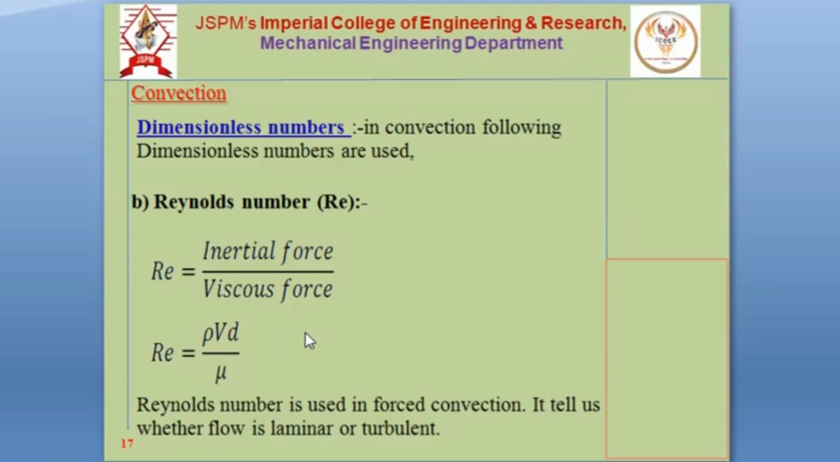I have mentioned in the next slide that if your Reynolds number is below 4000, it is laminar. If your Reynolds number is above that, it is turbulent. This number changes slightly. There is what is called a transition in between.